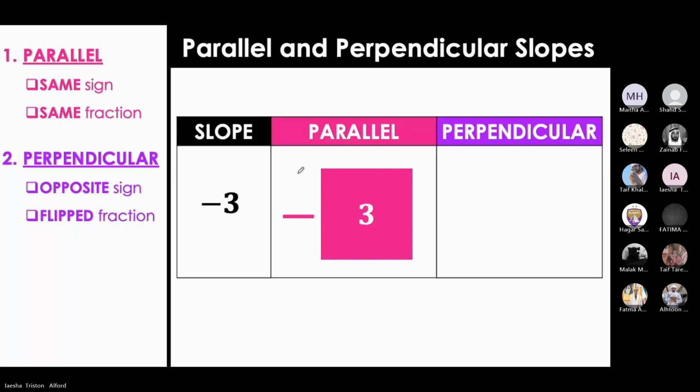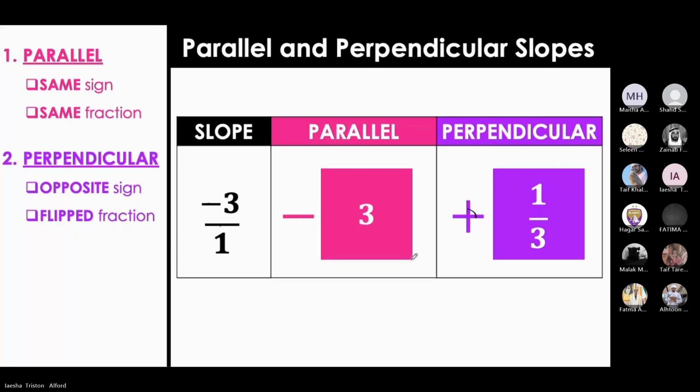Perpendicular. You have to make this a fraction, right? It must be a fraction. So you put it over positive 1. This slope is negative. The perpendicular should be positive. They have to be opposite. This is negative, this one positive. What should be the fraction in the box? Positive 1/3. Fine.